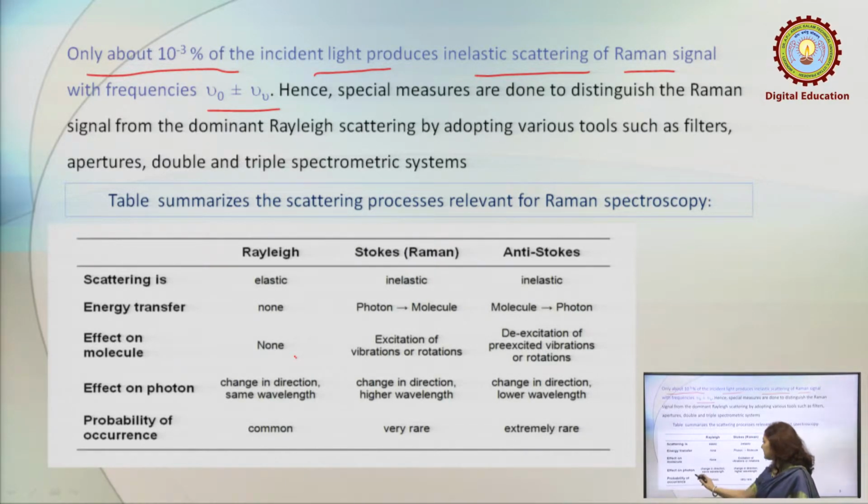Next is the effect on the photon. There is a change in the direction of the photon, but the wavelength remains the same, while in case of Stokes, there is a change in direction, but the wavelength becomes higher, while in case of anti-Stokes there is a change in direction but the wavelength lowers. For the probability of occurrence, Rayleigh scattering is very common, Stokes is not so common, very rare, while anti-Stokes is extremely rare.